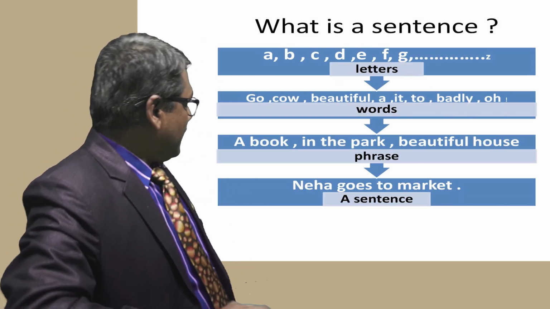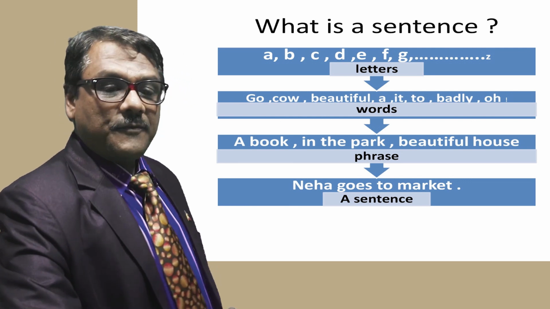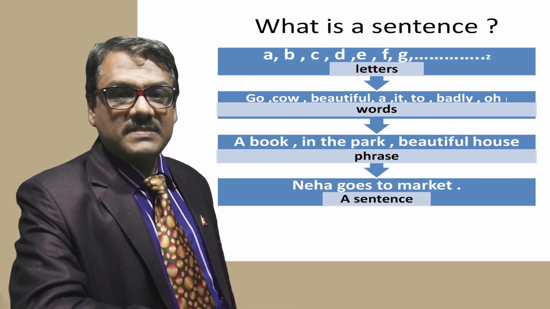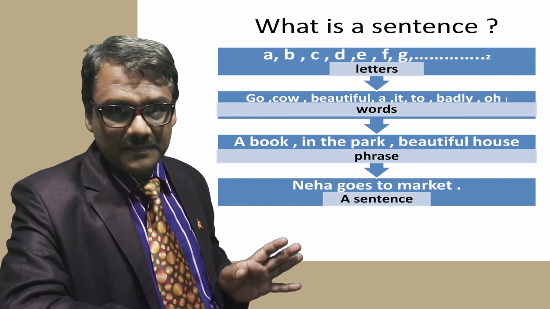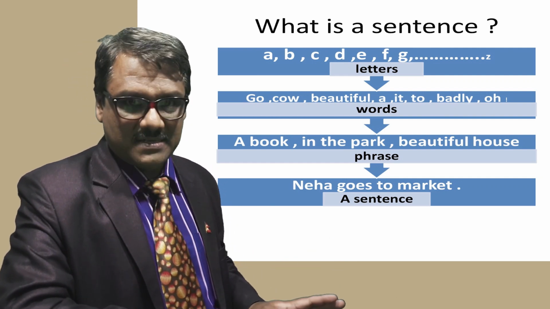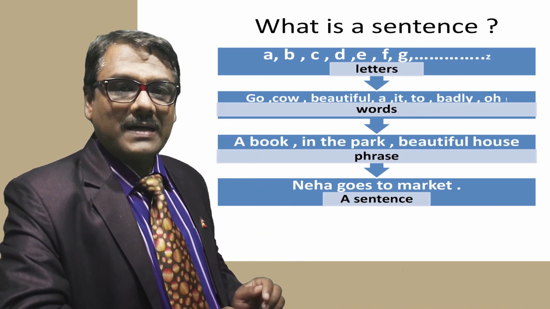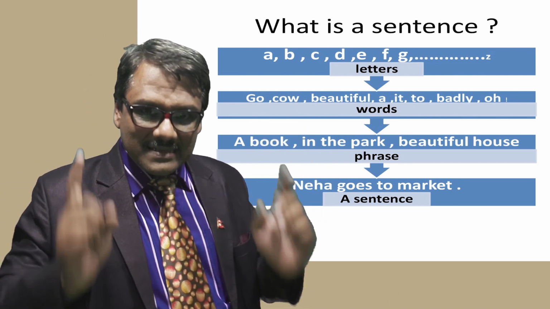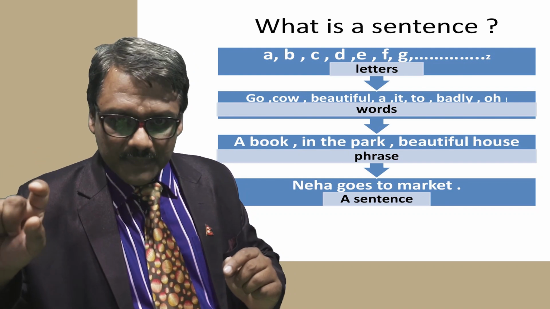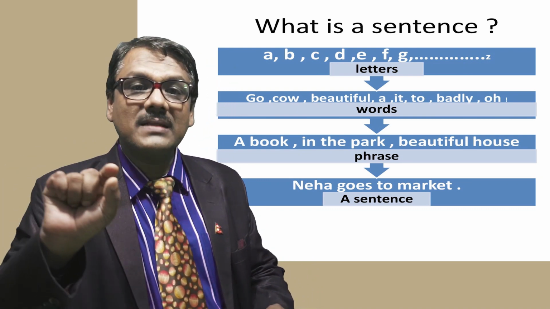Okay, children, everyone, please look at the slides. The first row, what can you see there? A, B, C, D, E, F, G, H, I, J, up to Z. And what are these? These are the letters, the English alphabet. And in the second row, you can see the words. The letters are put in the first row, A, B, C, D, E, F, G. Is it clear?